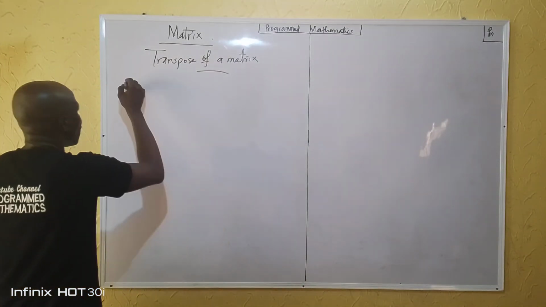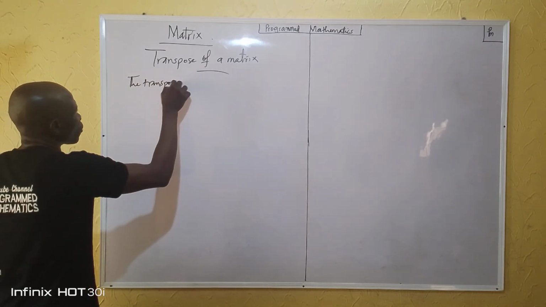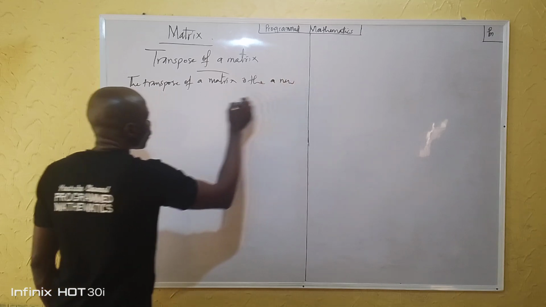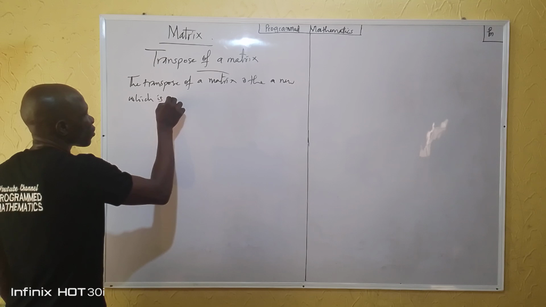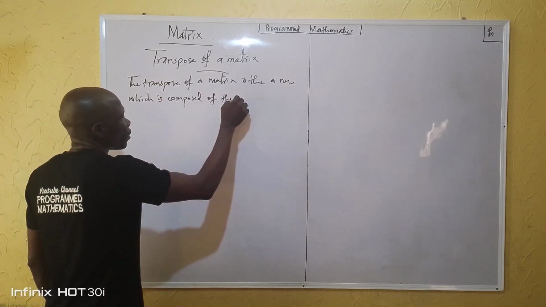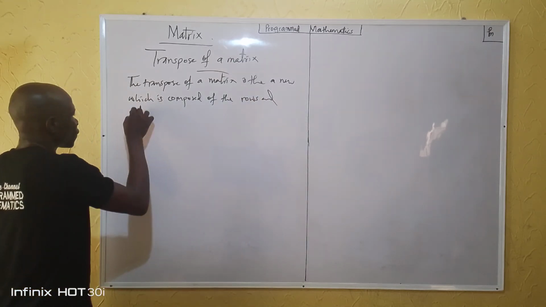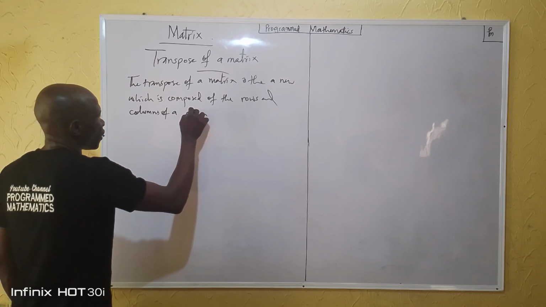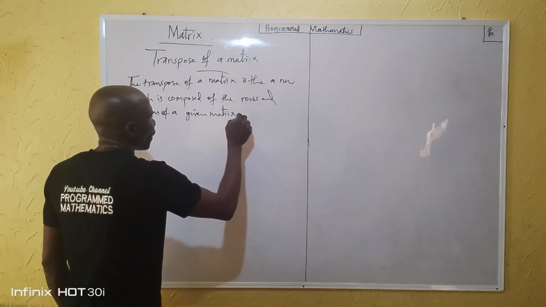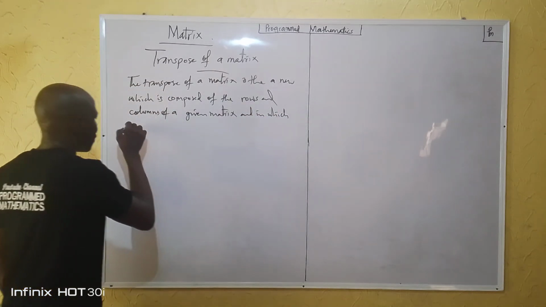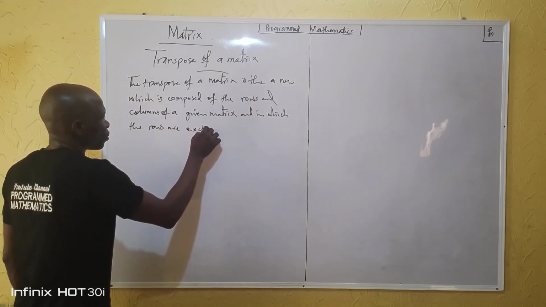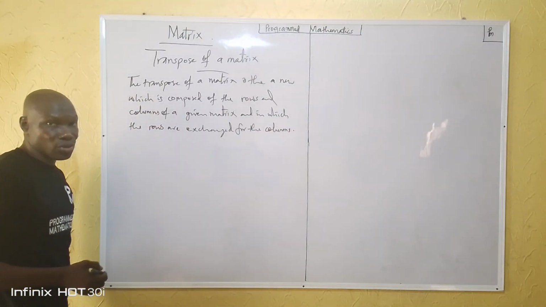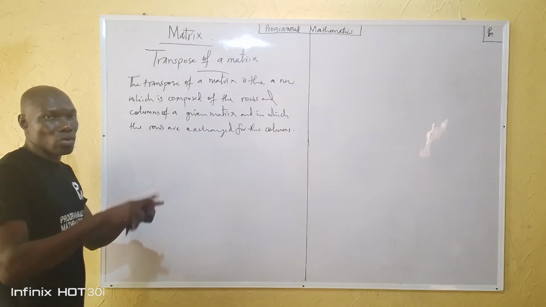So when we define a matrix, the transpose of a matrix is a new matrix which is composed of the rows and columns of a given matrix, and in which the rows are exchanged for the columns. So when we transpose a matrix, definitely we are getting a new matrix. The new matrix is composed of the exchanged rows and columns of the old matrix.